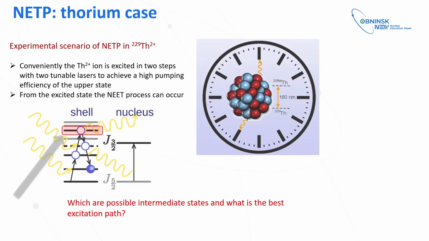Also, we propose this mechanism for detection of the thorium level. The thorium level, the first metastable state of thorium, is around 8.5 electron volts, and this is a nice candidate for nuclear clocks and so for nuclear lasers, and therefore the whole community is searching for this transition, and therefore we propose to use our mechanism to search for this transition as well.